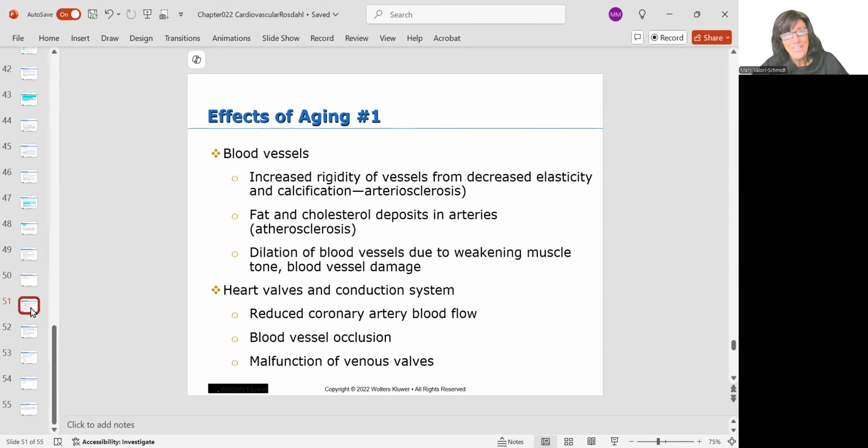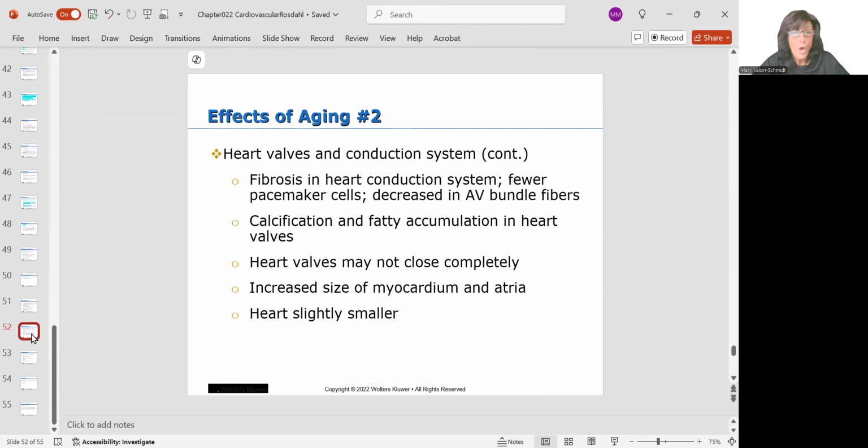As always, we end with the effects of aging. Blood vessels can get stiff. Cholesterol can be high, which deposits in your arteries. That's atherosclerotic plaque. Blood vessels can be dilated because of damage to the muscles around them. Heart valves can not work right. They can start to get sticky or leaky. There can be occlusions in your arteries, coronary artery occlusions. Fibrosis can happen in the conduction system, which can make the rhythm of your heart go a little bonkers.